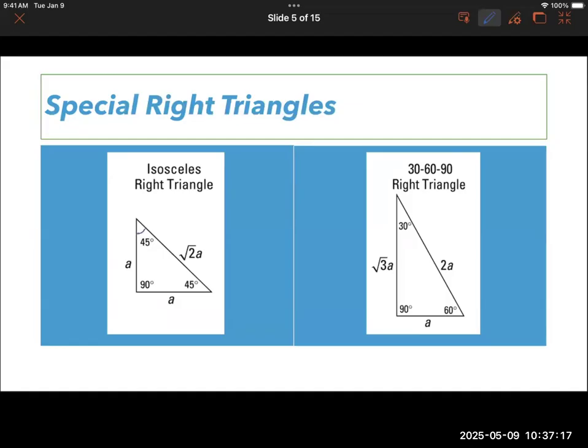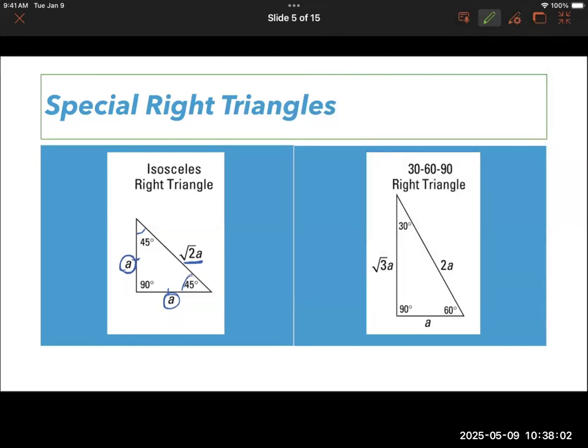Because if these two sides are equivalent, then that means those two angles are equivalent, then we know those two sides have to be equivalent, which means we have an isosceles. The relationship of the sides in an isosceles right triangle is that obviously these two legs will be equivalent, and then the hypotenuse is always going to be that value A times square root of 2. Okay, that relationship is always there when you are dealing with a 45, 45, 90 right triangle.